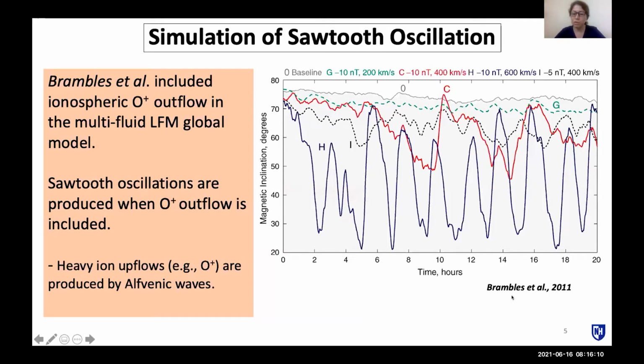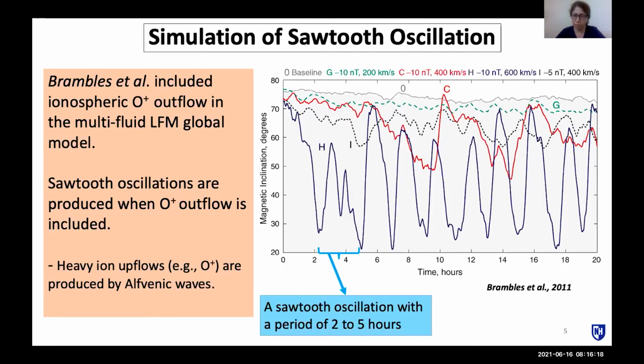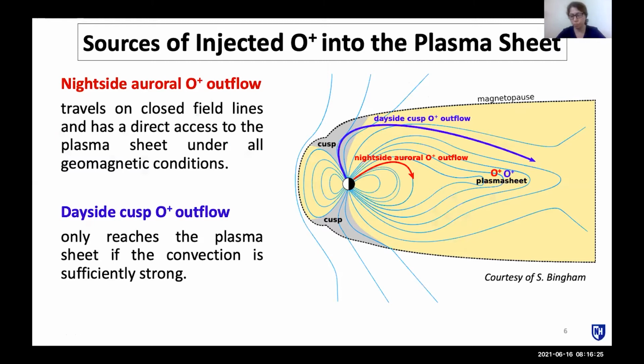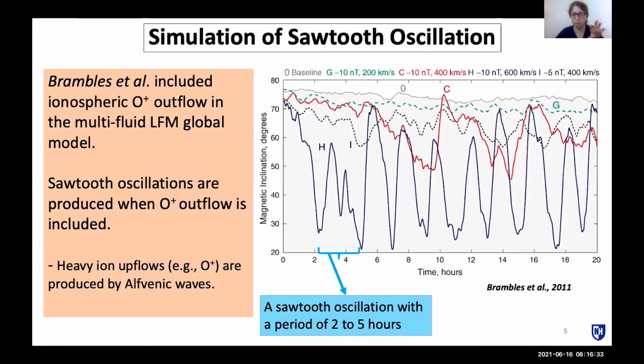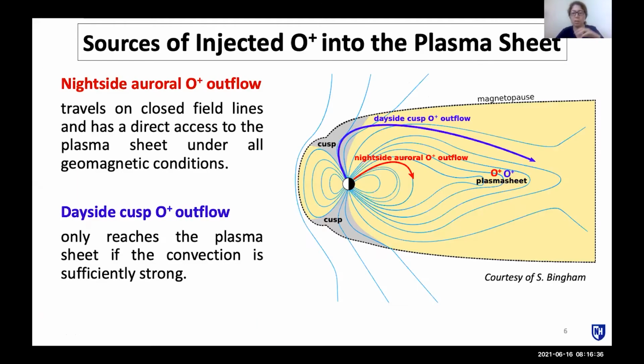Brambles first could produce Sawtooth oscillations after including oxygen outflow in the LFM global model. In his simulations, the period of Sawtooth oscillations was between 2 to 5 hours. But what is the source of oxygen ions in the Brambles oscillations?